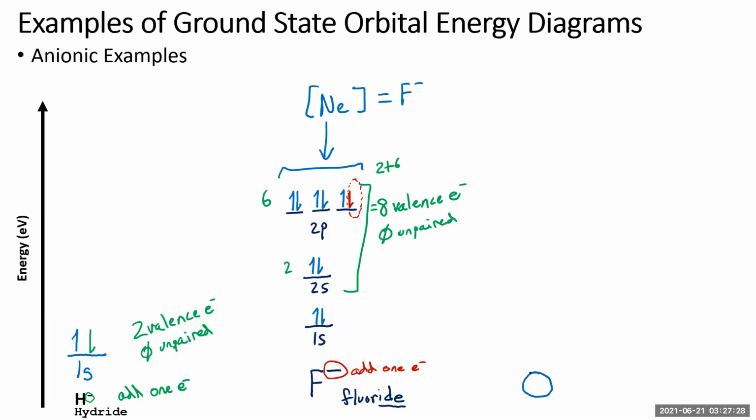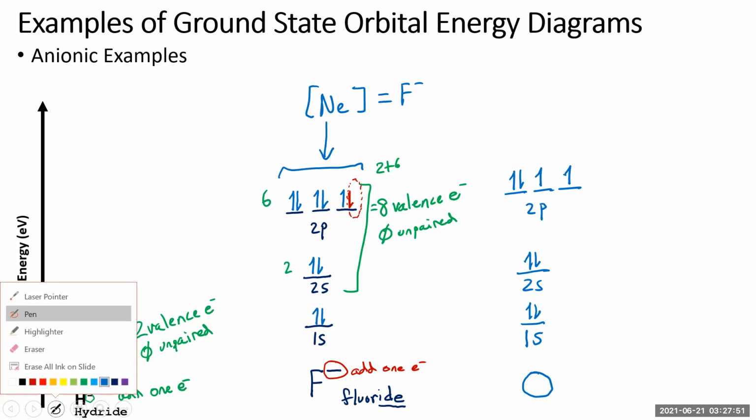So we have 1s2, 2s2, 2p, 1, 2, 3, 4. That's the electron configuration for oxygen. Now, clearly, neutral oxygen does not equal neon. It's not isoelectronic with neon.